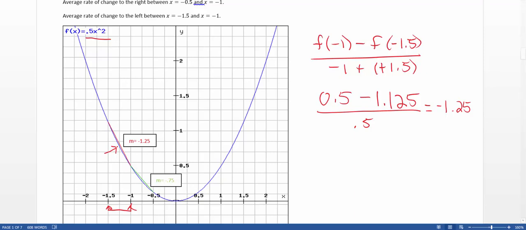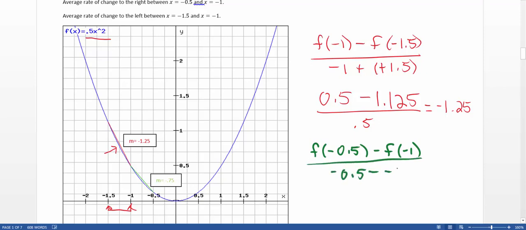The slope of that secant line is -1.25. Again, we also want to calculate the average rate of change to the right of that point. And when we do it to the right, we're also going to go 0.5 units. So now we're going to do f of -0.5 minus f of -1 divided by negative 0.5 minus negative 1.